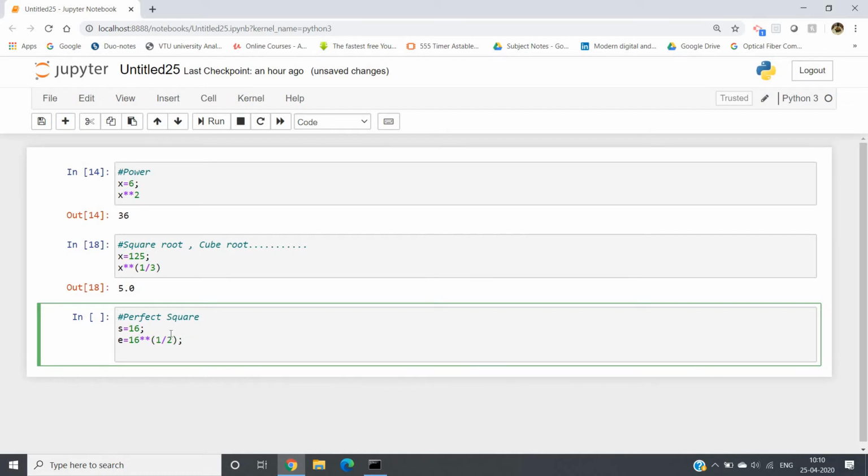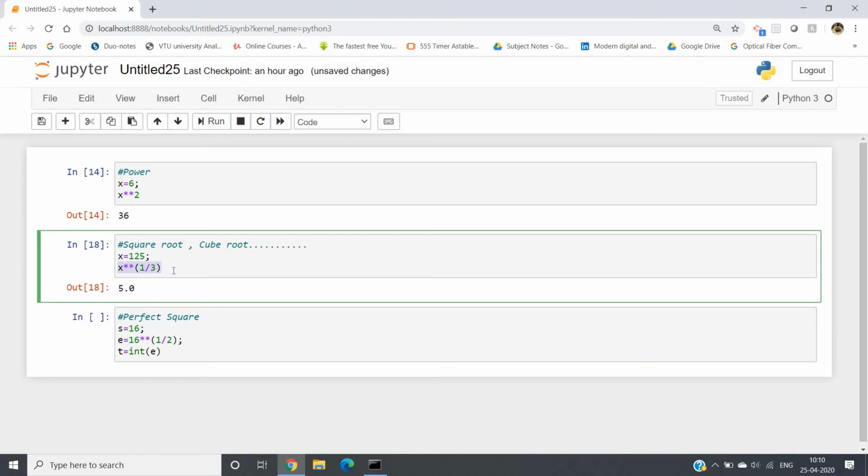Now what will I do? I will make another variable t which will store only the integer part of the floating point representation of the square root, because you have seen whenever we do this kind of power operation, like cube root or square root, we get a floating point number, right?